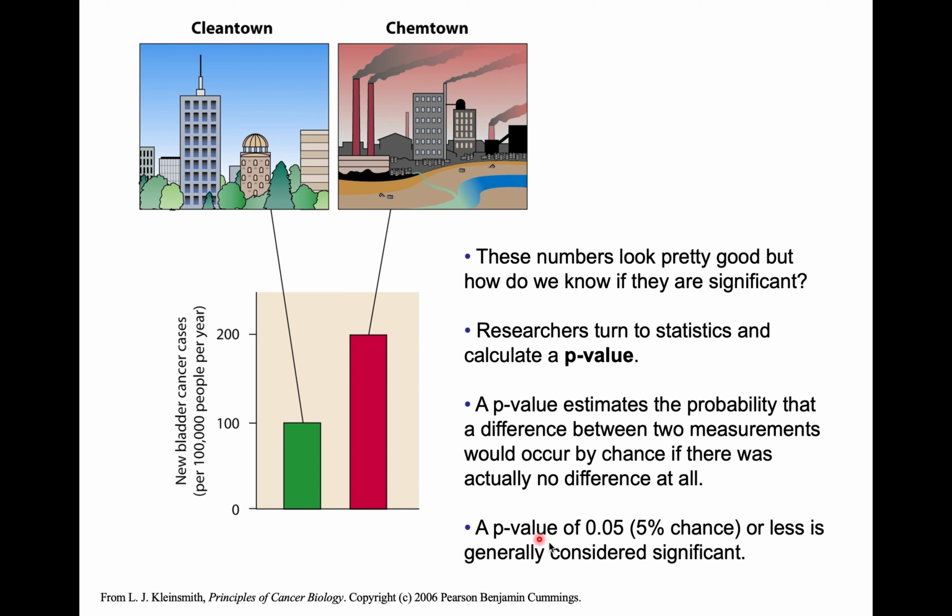You could set a significant p-value of your choice, but most commonly you'll see p-values of like 0.05 being used to designate some statistical significance, and that would indicate that there's only a 5% chance that that difference would be due to random chance, and hence a 95% chance that that is a real statistically significant difference, in this case due to something different that's going on in Chemtown versus Cleantown.